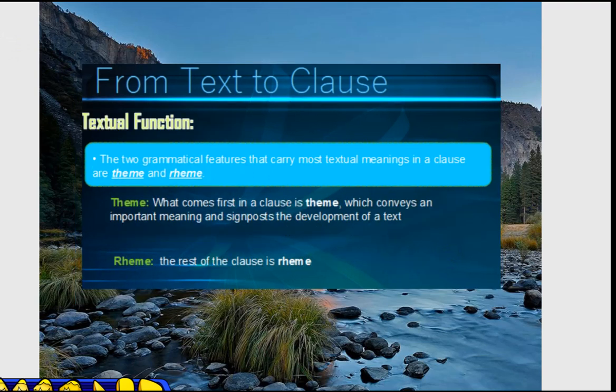Now, for the textual function, we have the theme and the rheme. Theme is whatever comes first in a clause. It conveys an important meaning, and its importance is the development of a text. The rheme is the rest of a clause. This is kind of easy to get.